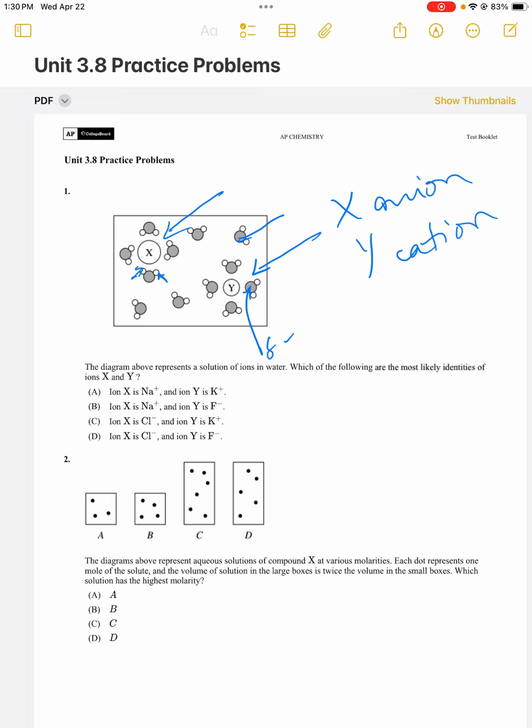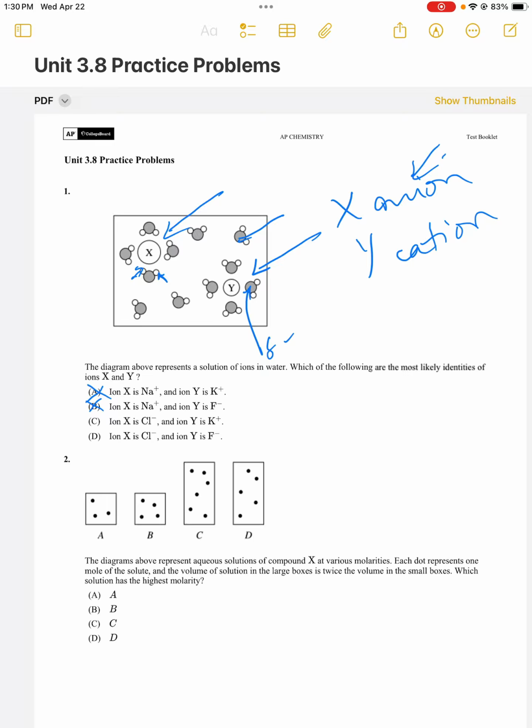Because if you think about it, the cation has lost an entire outer energy level, and that makes them really small and tight. The anion has gained more electrons, and it makes it bigger and looser than the atom itself would be. So usually larger than the cation. So I am thinking, let's look at A. Ion X is sodium plus 1. Well, no, I expect X to be an anion. A's out. Same thing, ion X is sodium plus 1, B's out.